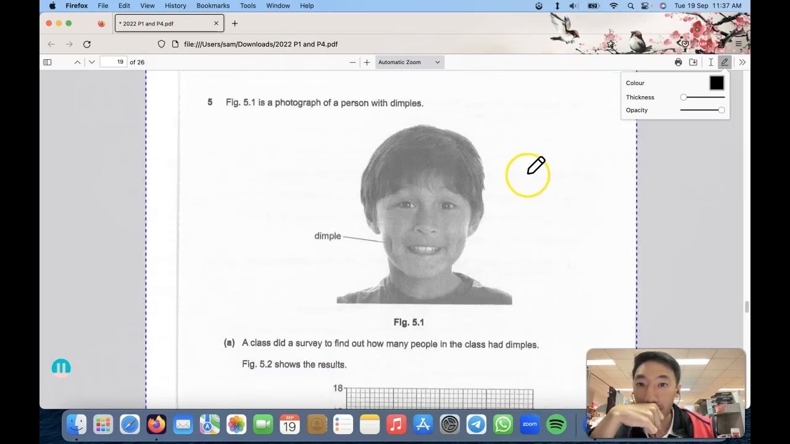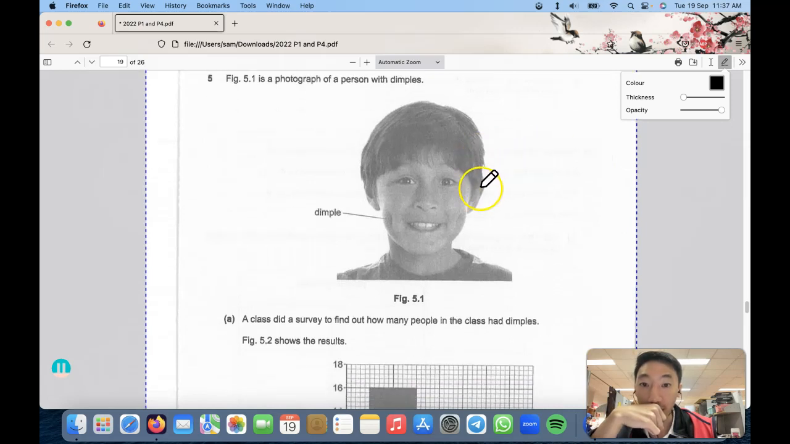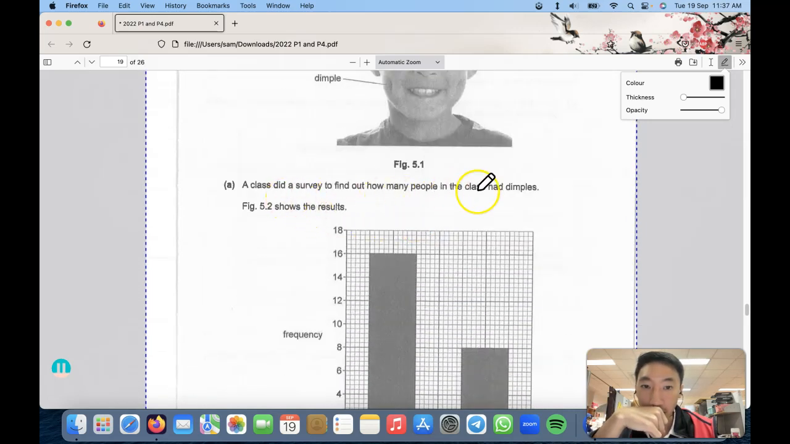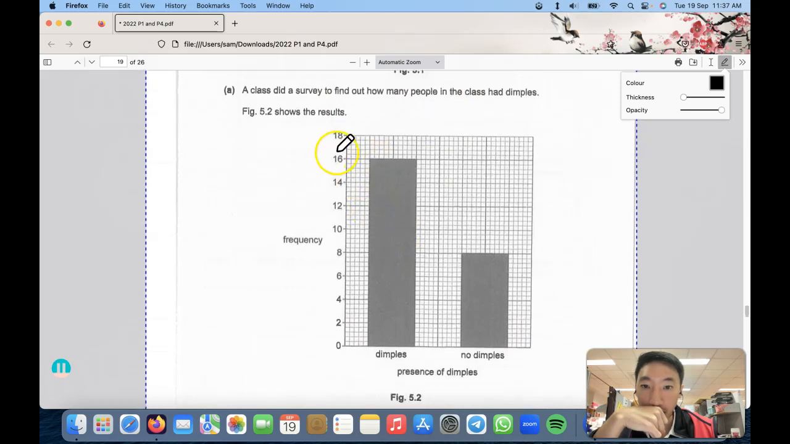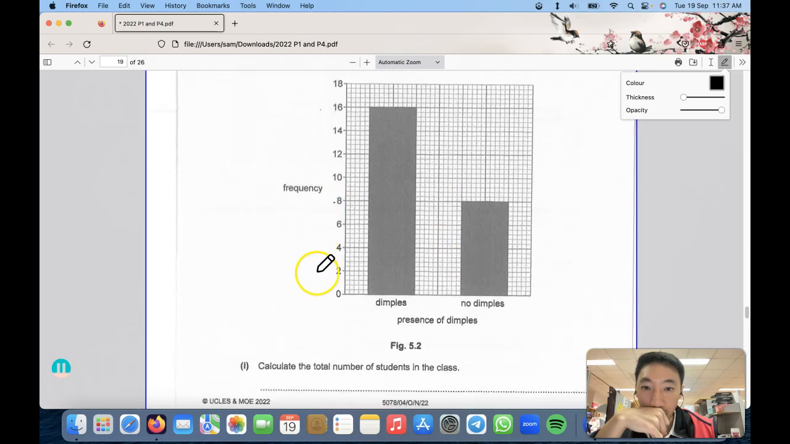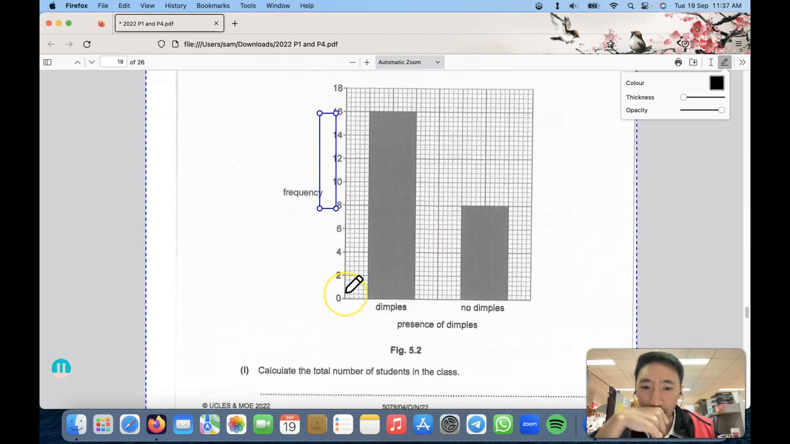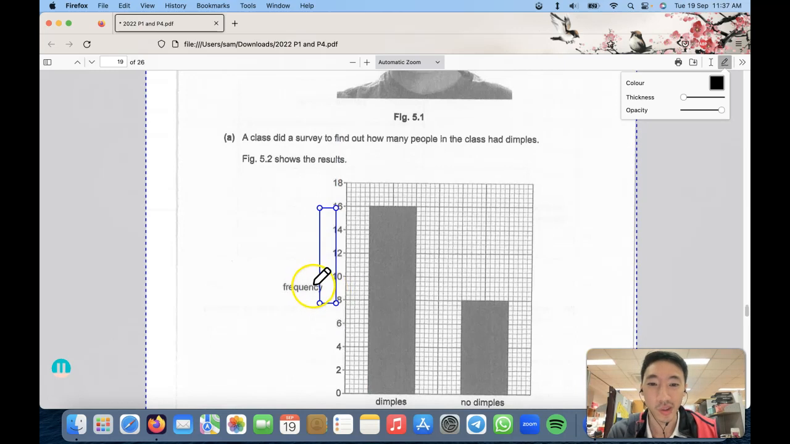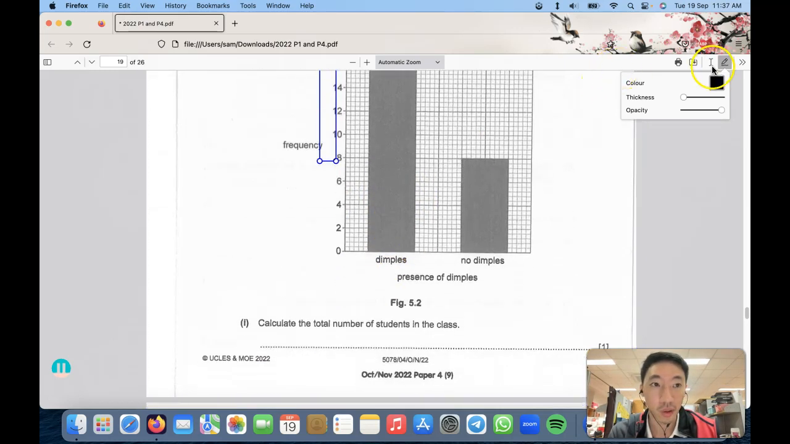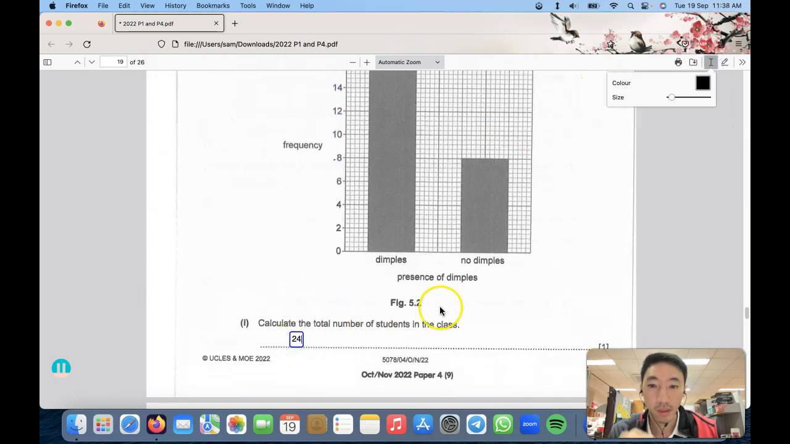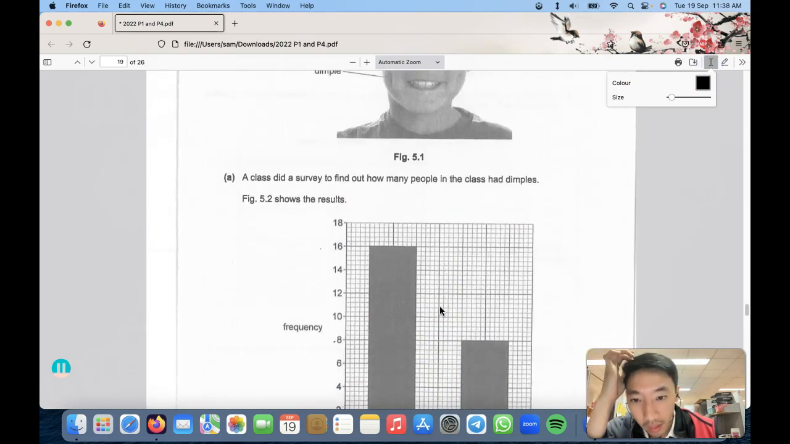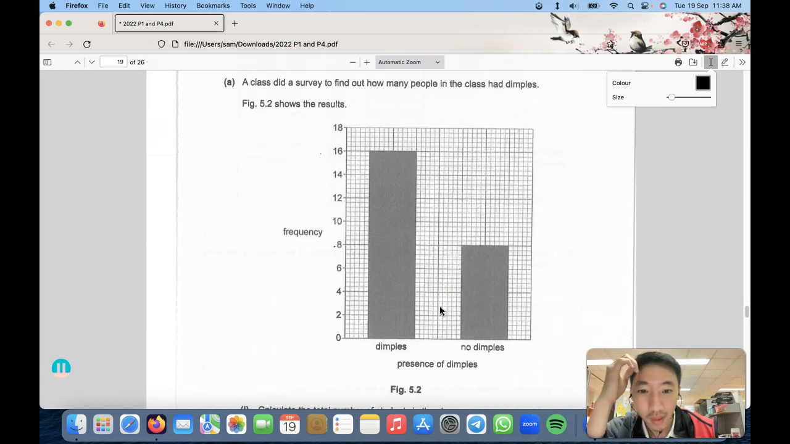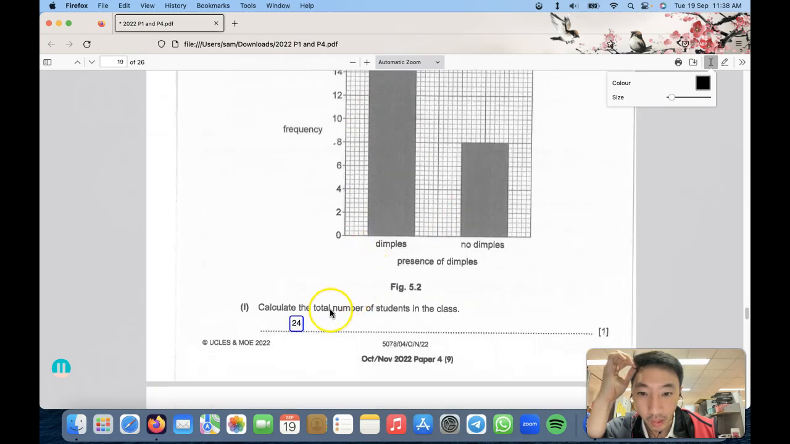Okay, question 5. Photograph of a person with dimples. So how many people have dimples? 16 people have dimples. 8 people have no dimples. Calculate the total number of students. What kind of stupid question is this? Just add it together lor. Right, 16 plus 8, 24. Okay, is it too easy? Quite right. 16 people have dimples, 8 people don't have dimples. The total is 24.